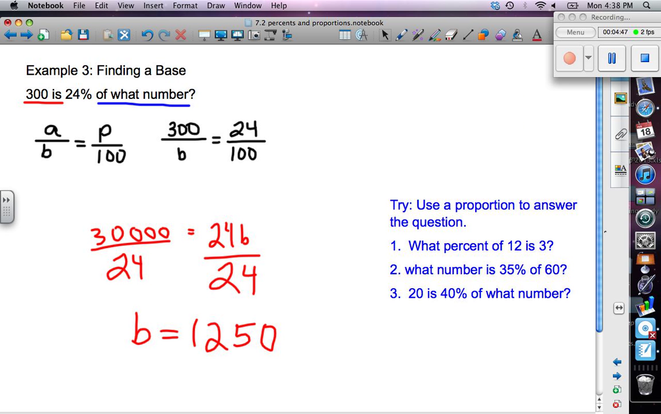So I'd like you to try these 3 problems, carefully reading them to figure out what you're actually solving for in each of them, and bring them with you to class tomorrow.